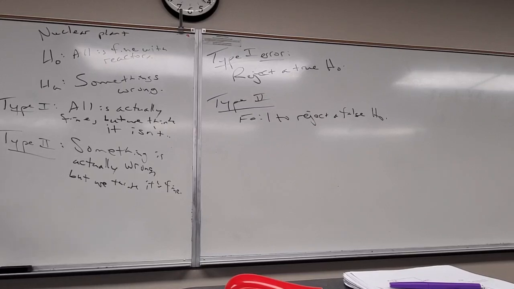So, if this one's worse, and this one's not that bad, would we want alpha to be small or big? That's a beautiful question. Alpha is the probability of making a type 1 error. We just said type 1 is much better than type 2. Correct?